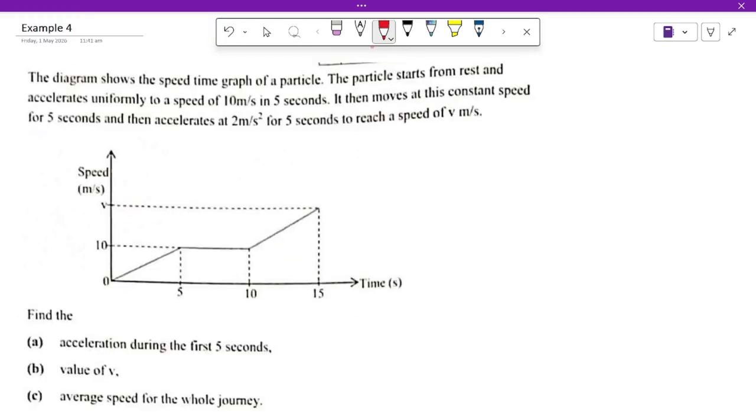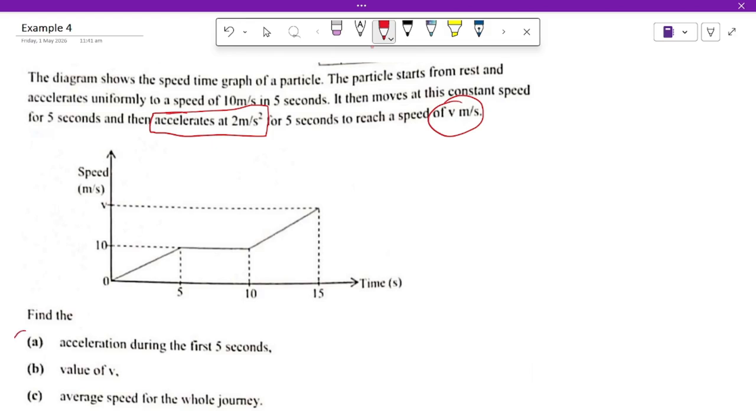last question. So the last question says the diagram shows a speed time graph of a particle. The particle starts from rest and accelerates uniformly to a speed of 10 meters per second in 5 seconds. Okay, it then moves at this constant speed for 5 seconds and then accelerates at 2 meters per second squared for 5 seconds to reach a speed of v meters per second. Okay, so now here pay attention to the question. They have given us acceleration at this point. Okay, 2 meters per second squared. Let's take note of that one. Let's go to the questions.